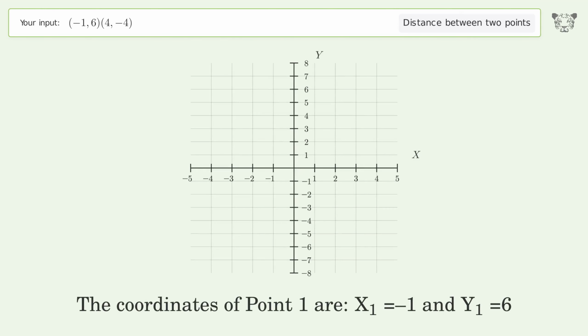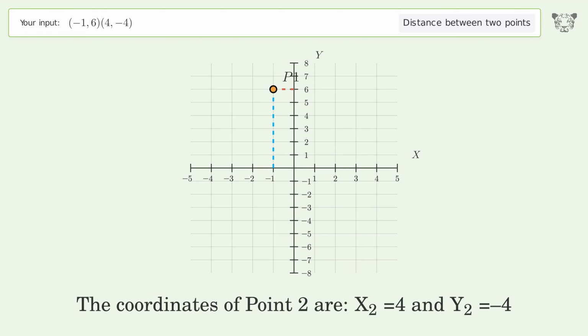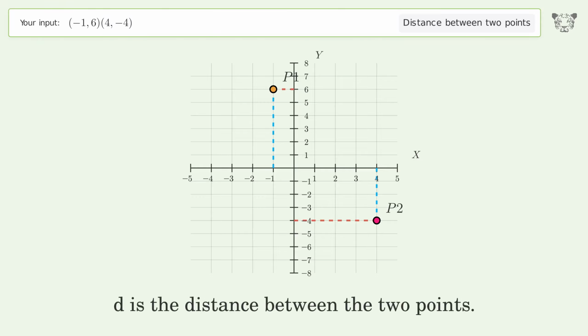The coordinates of point 1 are x1 equals -1 and y1 equals 6. The coordinates of point 2 are x2 equals 4 and y2 equals -4. D is the distance between the 2 points.